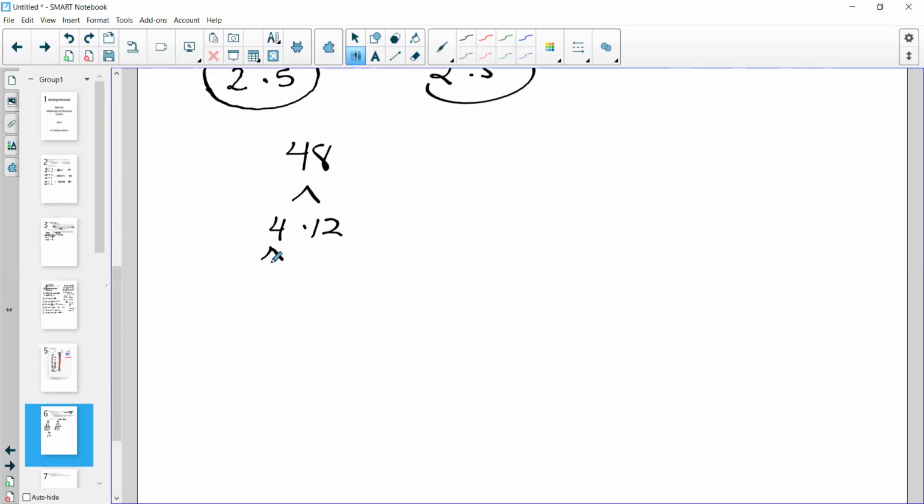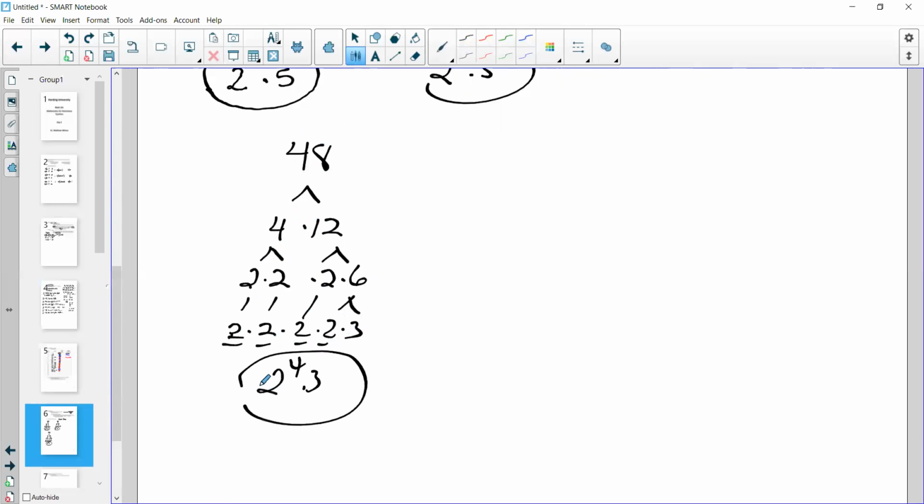4 will factor to 2 times 2. 12 would factor to 2 times 6. So I'm just going to continue to write these down. And 6 factors into 2 times 3. So how many 2's am I dealing with? 1, 2, 3, 4. That'd be 2 to the fourth times 3. So every composite number can be written as a product of primes.